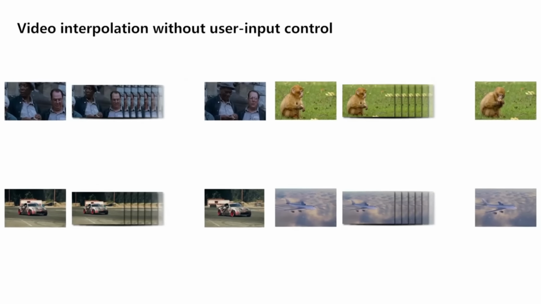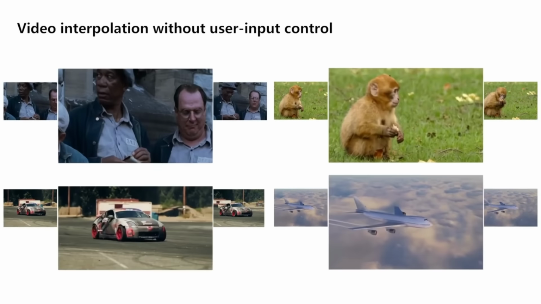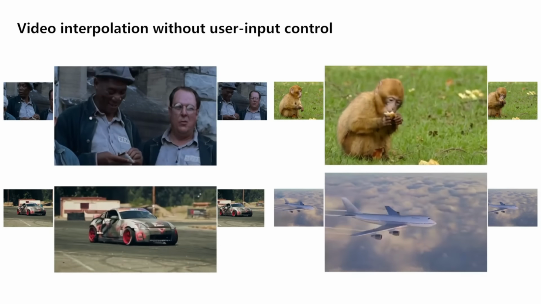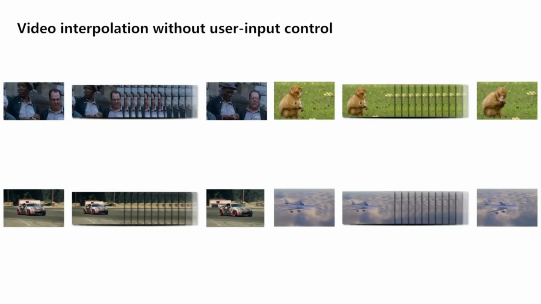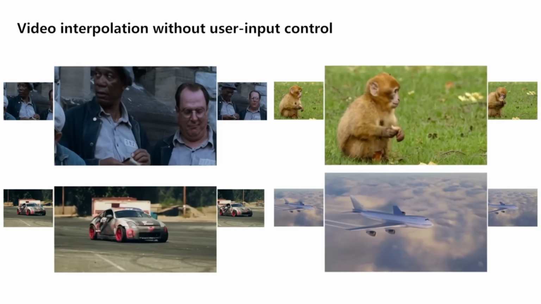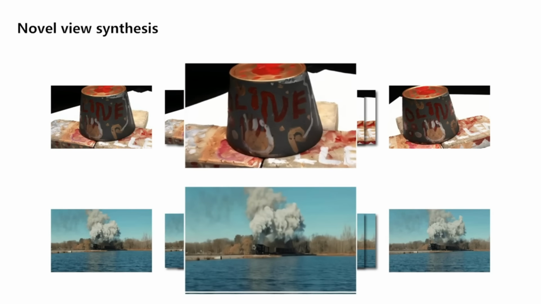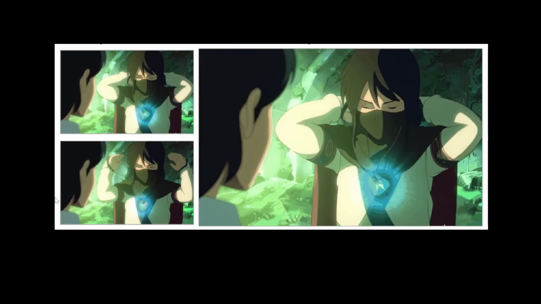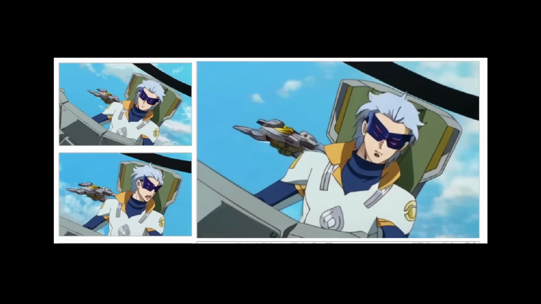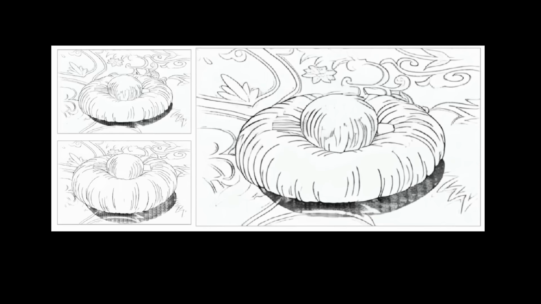Alright, so first up we have Framer. This is a tool that can take one image as the start frame and another image as the end frame, and it would generate a video to fill everything in between these two frames. Here's another example. And best of all, this also works for cartoon and anime. Here's another example. It even works with line art and sketches like this.